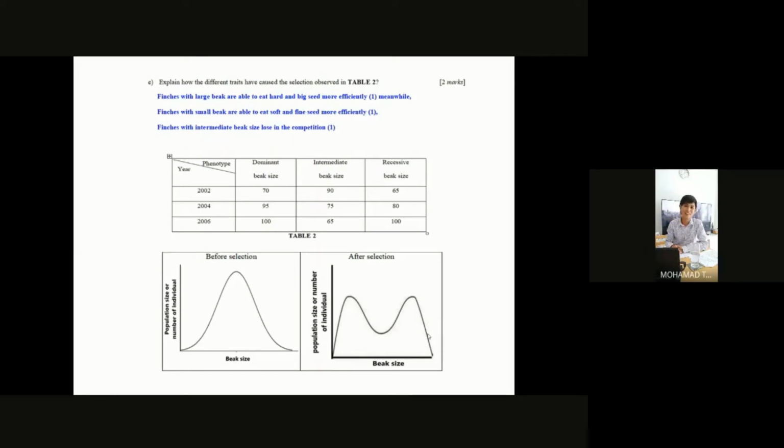So how do you answer this question? The first mark: finches with large beaks are able to eat hard and big seeds more efficiently. You can also use other words that I said earlier, better adapted. Meanwhile, finches with small beaks are able to eat soft and fine seeds more efficiently. Therefore, finches with intermediate beak size lose in the competition. So this is how you explain why the two extremes increase and why the intermediate decreases.